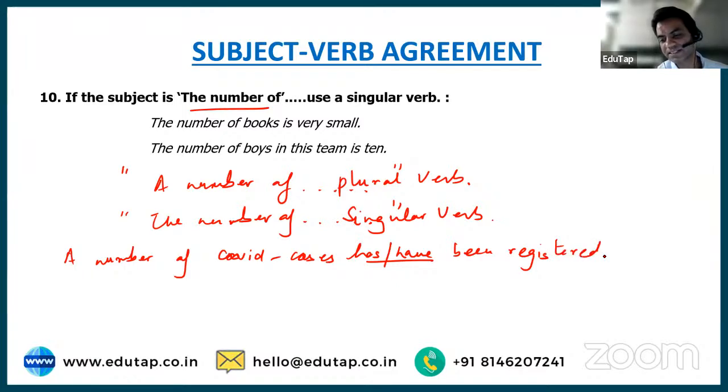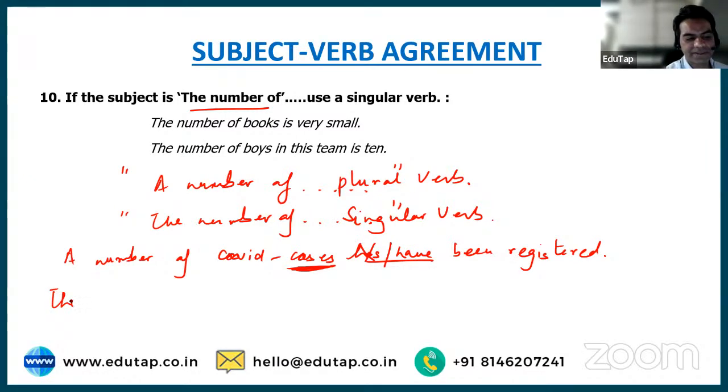Yes, guys. A number of cases basically means many cases, right? A number of COVID cases basically means many, so it is plural in itself. The following noun will obviously be plural because we're talking about plural cases. So with a number of, you will use a plural subject. A number of COVID cases have been registered in the city.